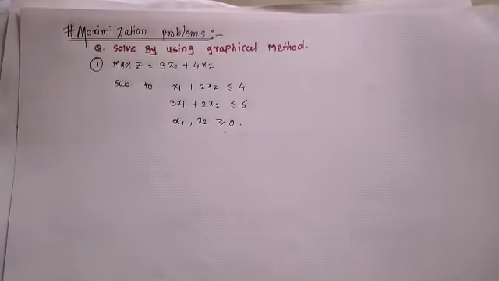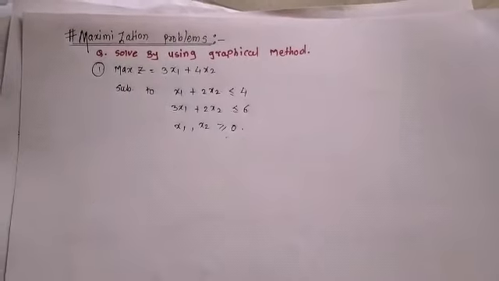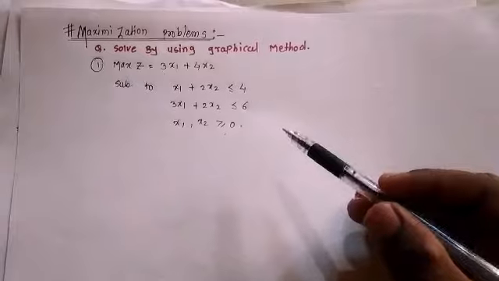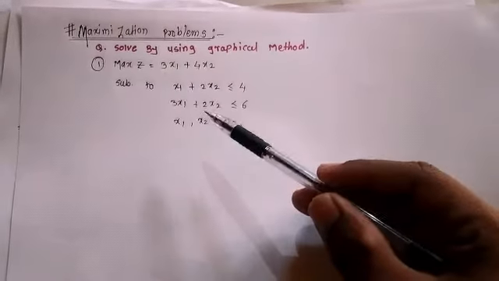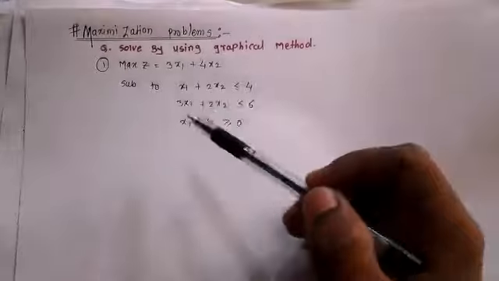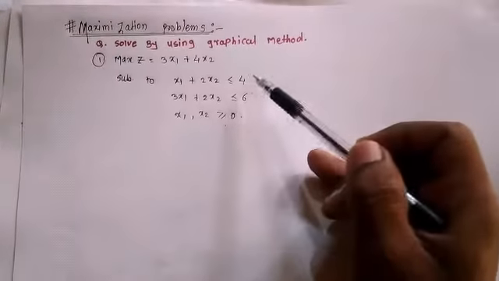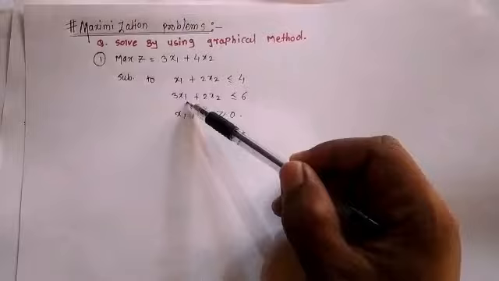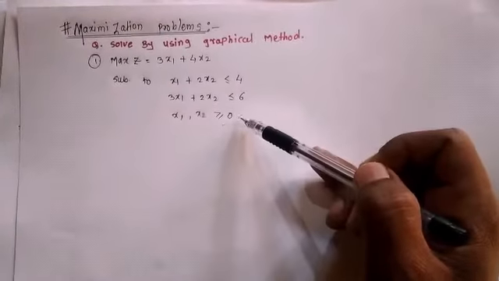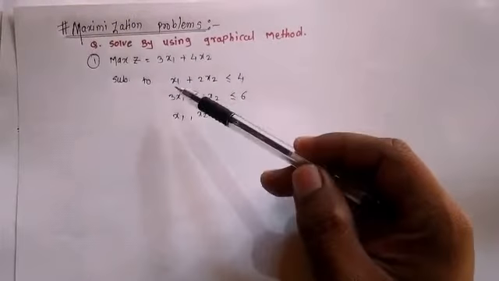Suppose the given problem is like this. Solve the following problem by using the graphical method. What is the problem? Maximization of z equals 3x1 plus 4x2, subject to these given conditions or constraints: x1 plus 2x2 less than or equal to 4, 3x1 plus 2x2 less than or equal to 6, and x1 and x2 greater than or equal to 0. Suppose this is our given problem.